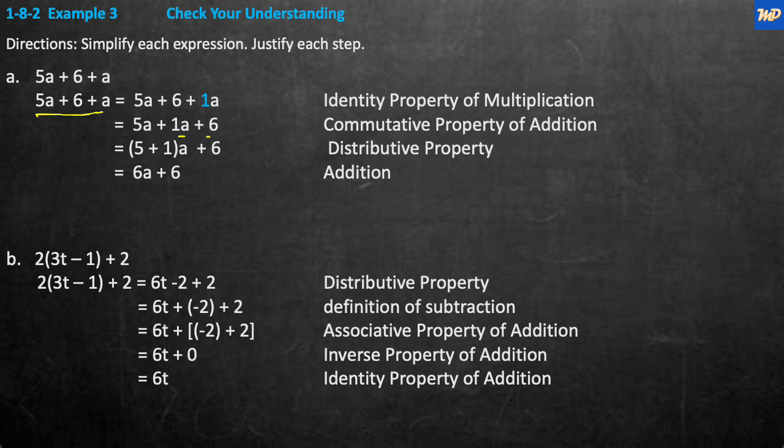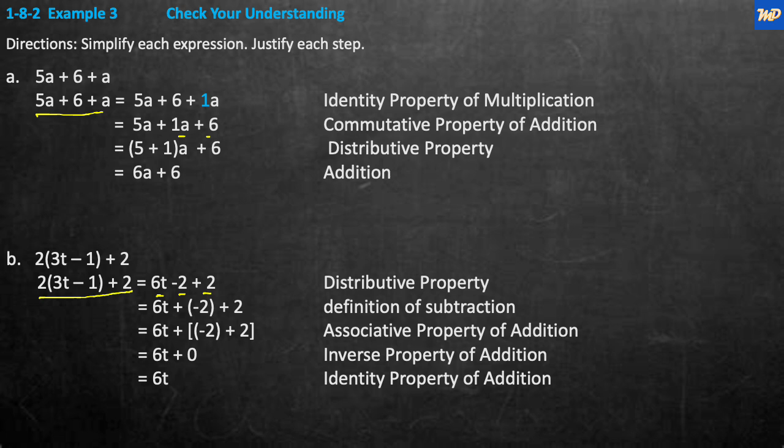So problem B, 2 times the quantity 3t minus 1 plus 2. So here I rewrote it. Then using the distributive property, I multiplied the 2 times the 3t and got 6t. And the 2 times the negative 1, I got a negative 2 and had 2 from the equation left over. That's the distributive property. Then through the definition of subtraction, I converted the minus 2 to plus a negative 2.